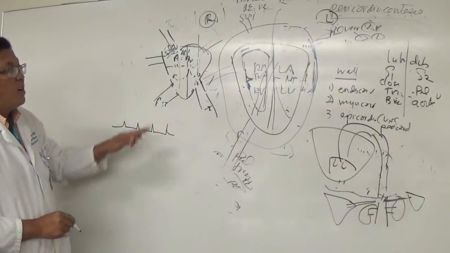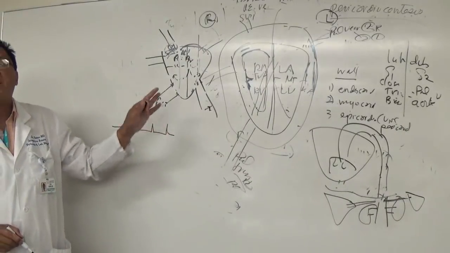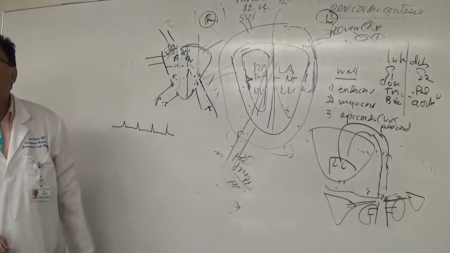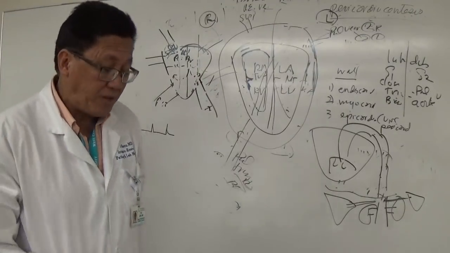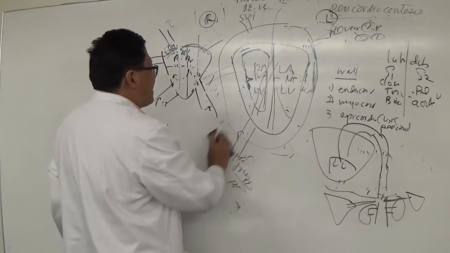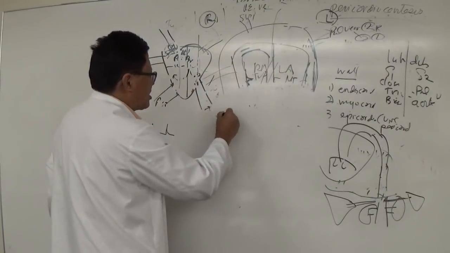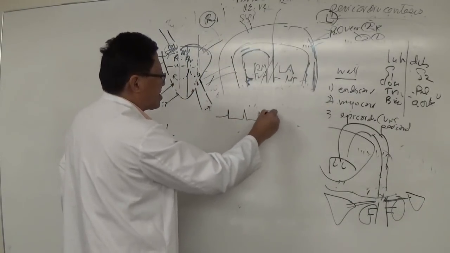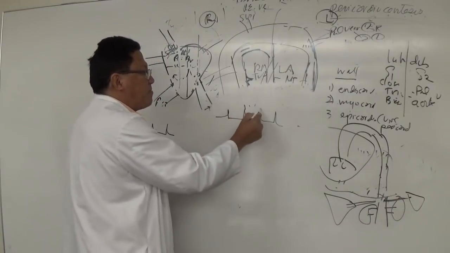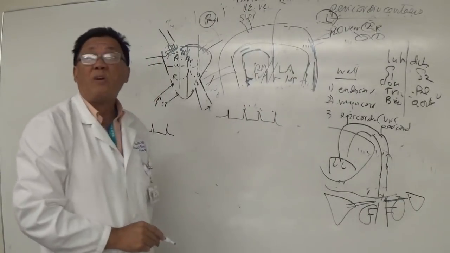Electrocardiogram. Who is responsible for the electrical activity of the heart? The pacemakers of the heart, right? Do you understand? So when I have something like this, the distance from this to this is equidistant. Equidistant means equal.